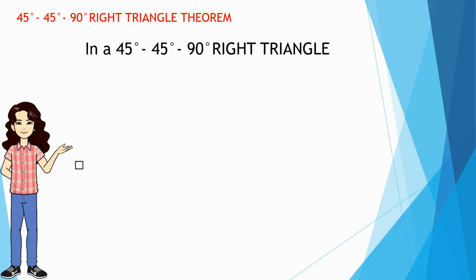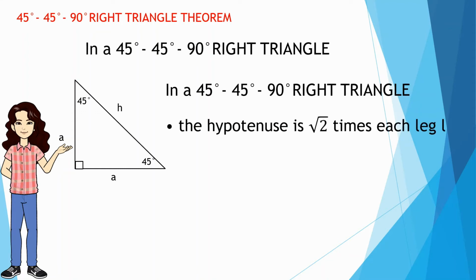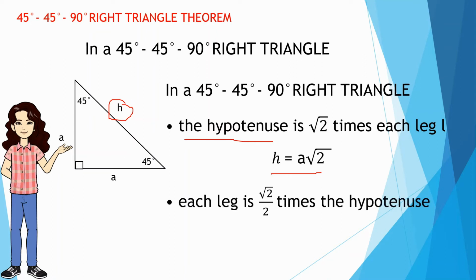Okay, let us state the formula. In a 45-45-90 right triangle, if you are going to get the hypotenuse, the hypotenuse is square root of 2 times each leg. Each leg means one leg only. So it becomes h is equal to a square root of 2. Then how can we get the leg? Each leg is square root of 2 over 2 times the hypotenuse. So the formula is the hypotenuse times square root of 2 over 2.